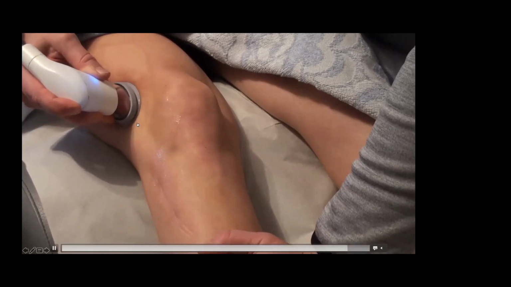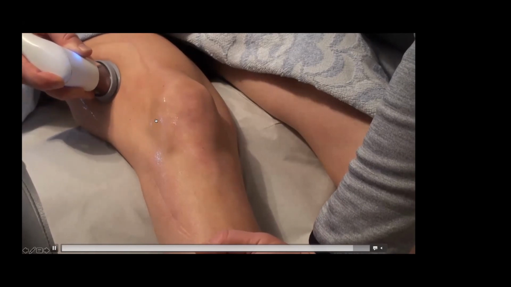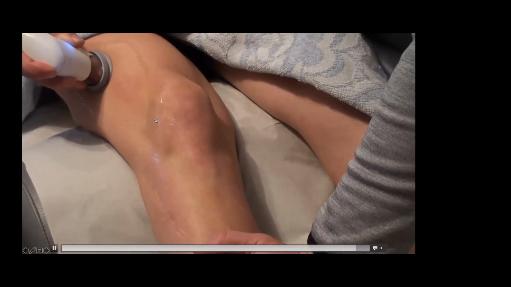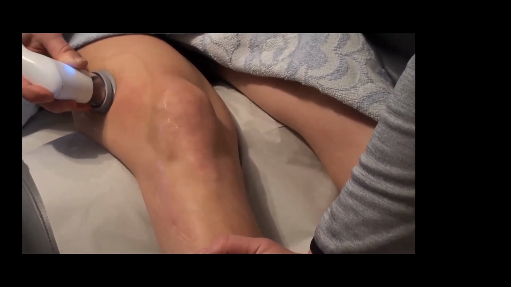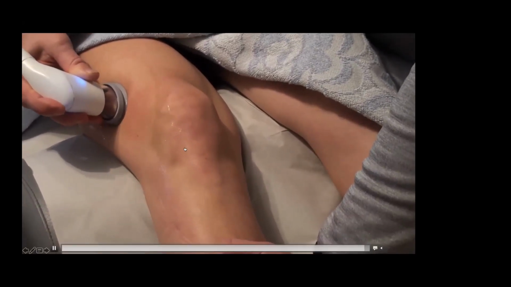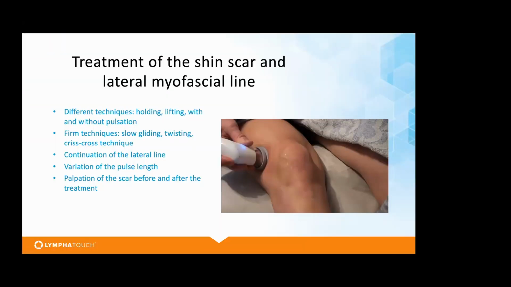And here I added a little bit of fast pulsation to get the receptors working, the free nerve endings, the Pacinian corpuscles, and then I'm also moving faster. So get it, the faster movement gets more activation there.